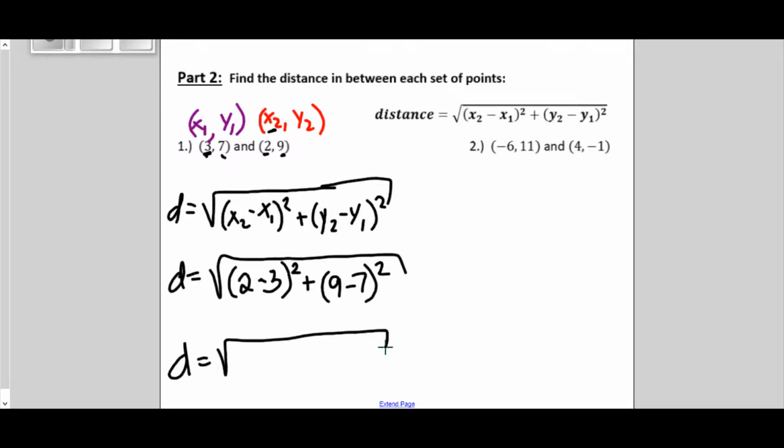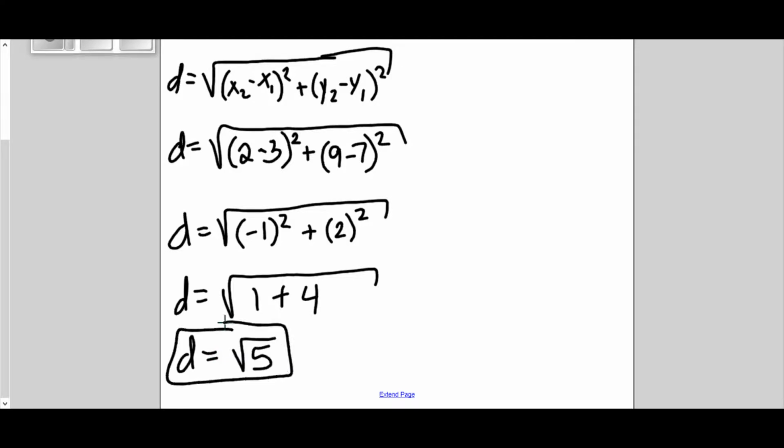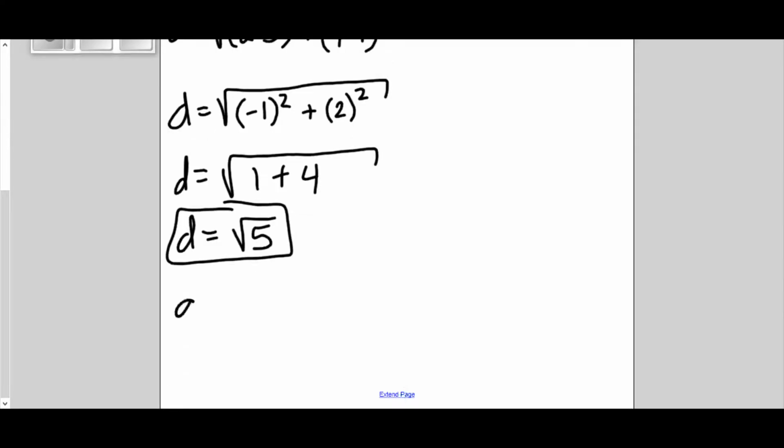So we'll do 2 minus 3 is negative 1. So this will be negative 1 squared. So doing what's inside the parentheses first. Plus 9 minus 7, again, do what's inside the parentheses first. That's 2. Squared. And then we'll simplify that. So negative 1 squared means to do negative 1 times negative 1. That's just positive 1. 2 squared means to do 2 times 2, so that's 4. So my distance is the square root of 5. That's the exact answer. If they wanted the approximation, the distance would be approximately 2.2.